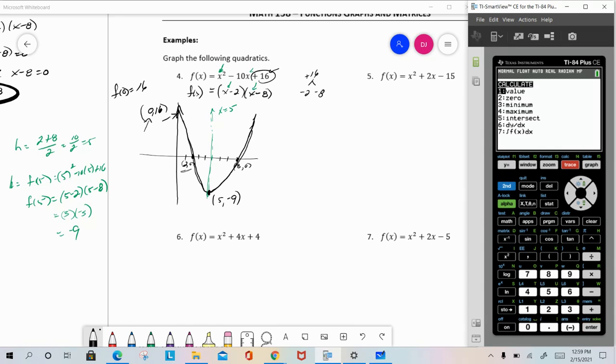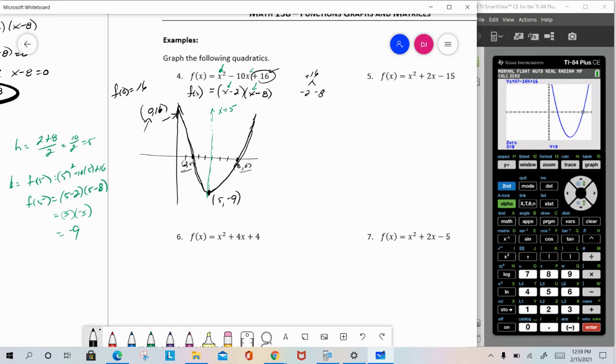To find the other zero, select number 2. I need to be somewhere to the left of this zero, and now it's asking for the right bound, so I need to be to the right of that zero. Go back somewhere in between, and here's my zero, (8, 0). So that gives me the other root, or the other zero.